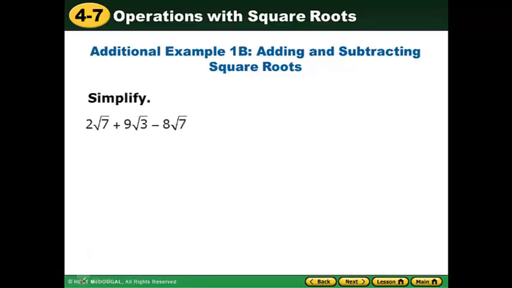Alright, here's another one. So I have here 2 times the square root of 7 plus 9 times the square root of 3 minus 8 times the square root of 7. So what I'm going to do, oops, I see numbers that look the same. Okay, square root of 7, square root of 7, good. So what we are going to do is to commute them. I hope you guys remember the commutative property means I'm just flipping the numbers around. So I'm going to move negative 8 times the square root of 7 with this one over here.